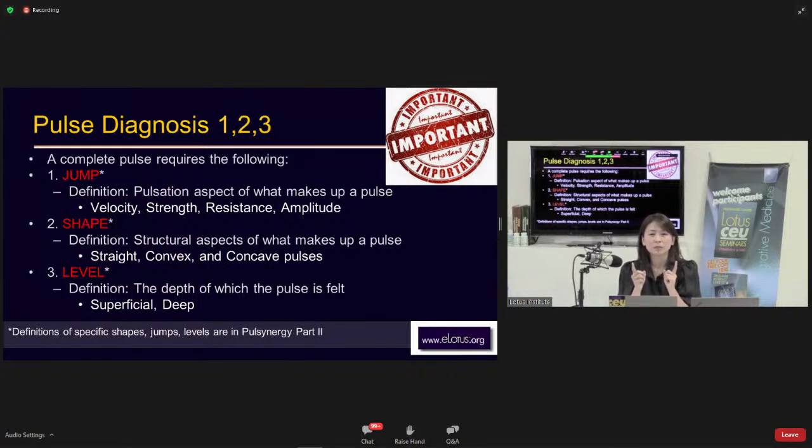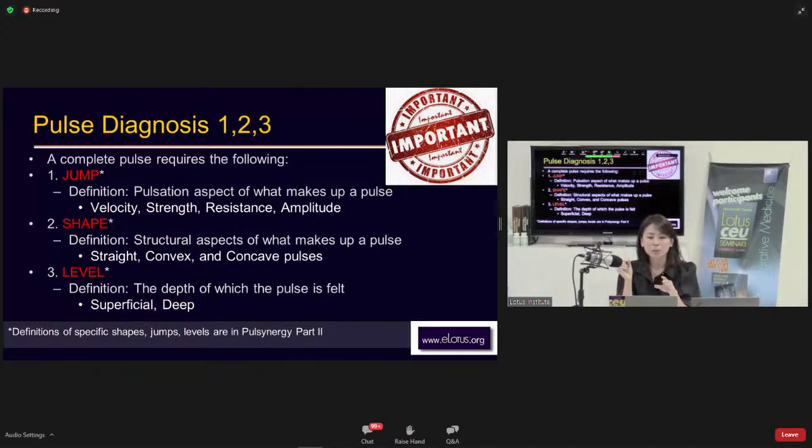That's the jump. Two is the shape. So you want to figure out what the structural aspect of that pulse is. Is it a straight pulse? Is it a convex pulse? Is it a concave pulse? Okay, so what does that mean? What is a straight pulse? That is pretty straightforward, right? A straight pulse is just like a straight pulse.